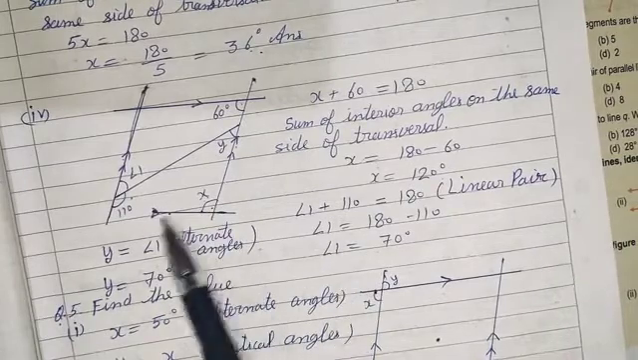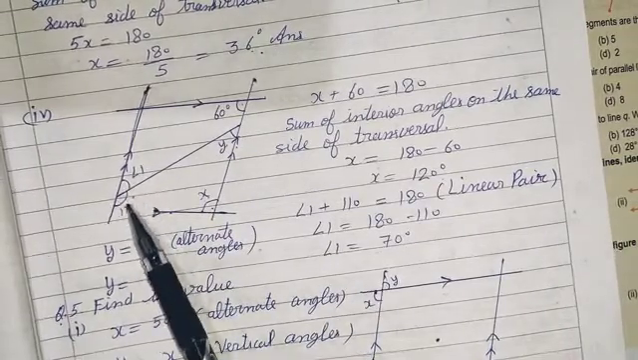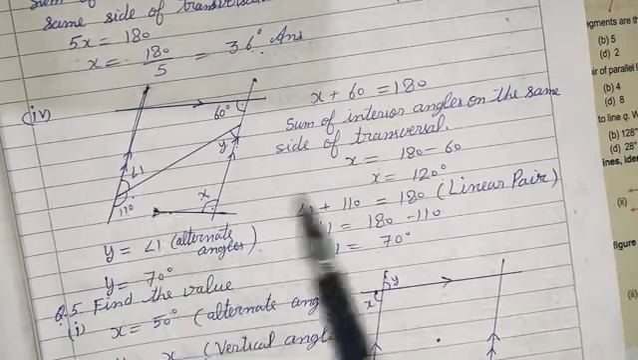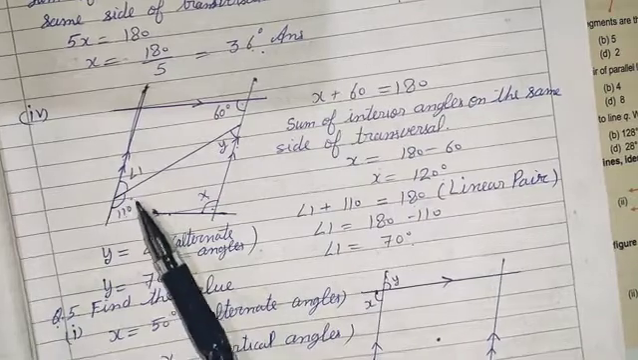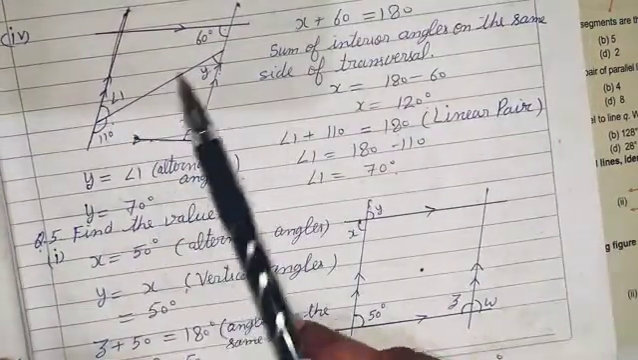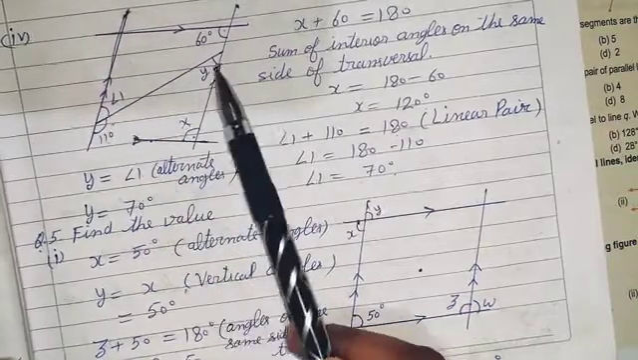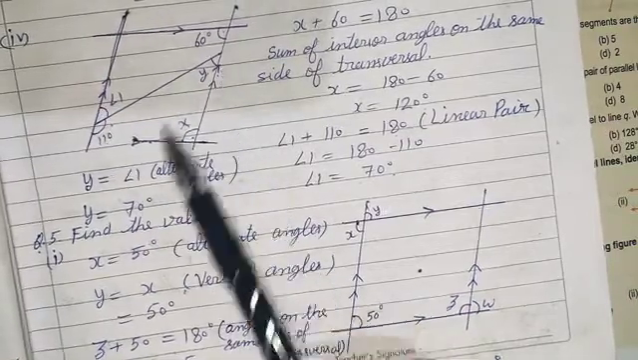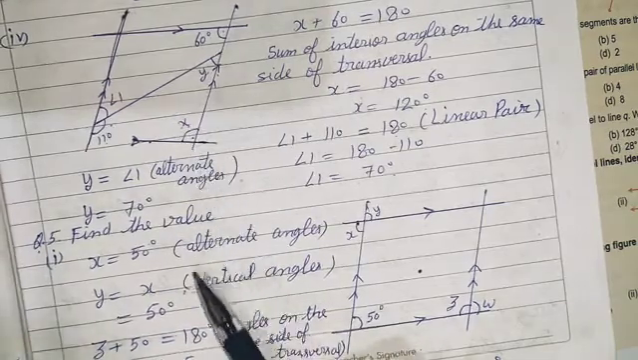Now angle 1 plus the 110 degree angle, they both form a linear pair of angles. So the sum of these angles will be equal to 180. Angle 1 equals 70 degrees. Now angle 1 and angle y, this is the transversal, these are the parallel lines. So angle 1 equals y because of alternate interior angles, and the value of angle y equals 70 degrees. And this way we have found all the angles.